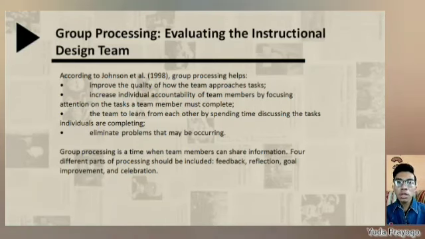According to Johnson et al., 1998, group processing helps improve the quality of how the team approaches tasks, increasing individual accountability of team members by focusing attention on the tasks a team member must complete. It allows the team to learn from each other by spending time discussing the tasks individuals are completing, eliminating problems that may be occurring. Group processing is a time when team members can share information. Four different parts of processing should be included: feedback, reflection, goal improvement, and celebration.